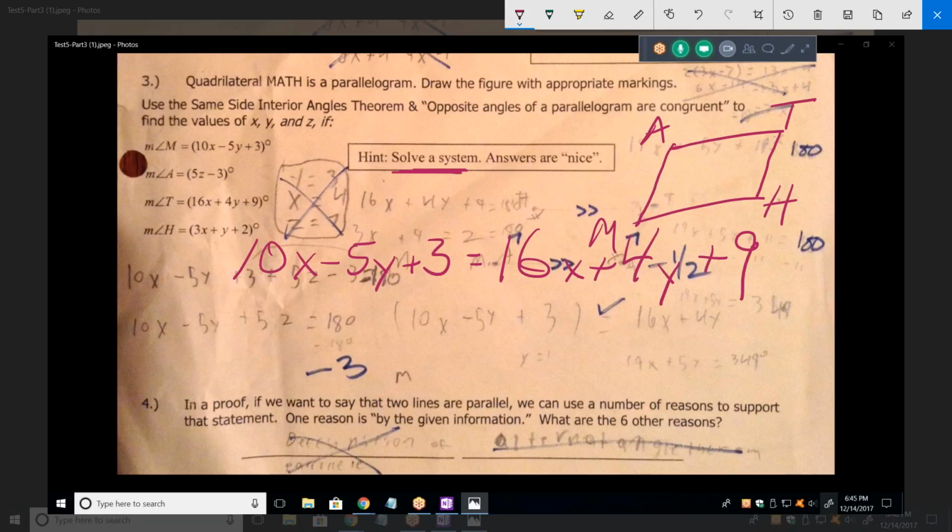Give me another equation that I do know. How is M related to A in a parallelogram? Okay, so 10x minus 5y plus 3 plus 5z minus 3 is equal to 180.